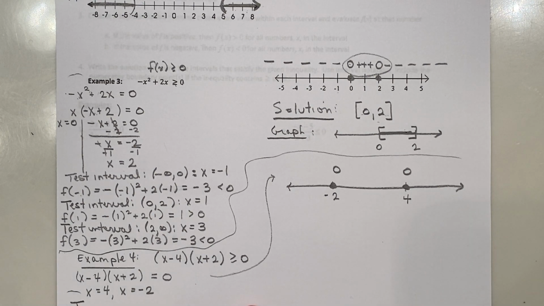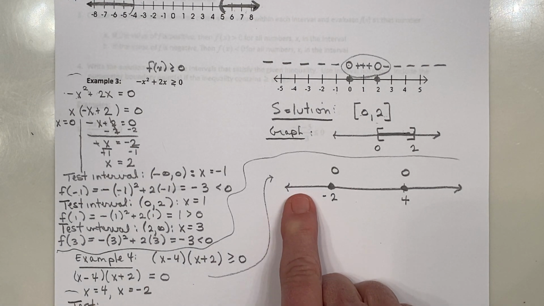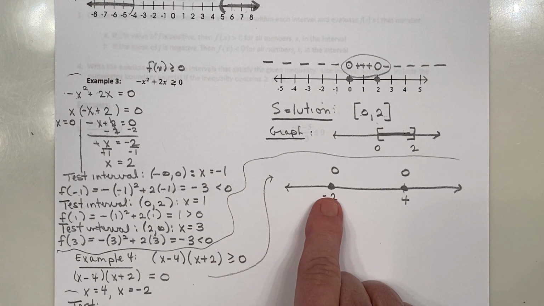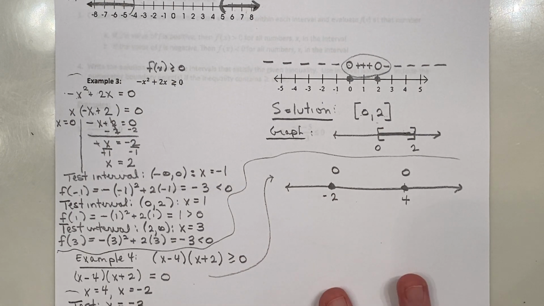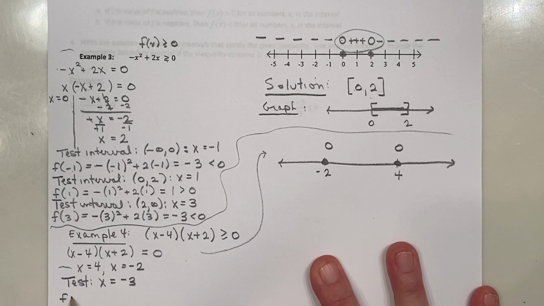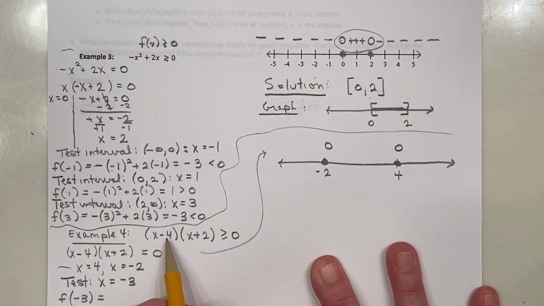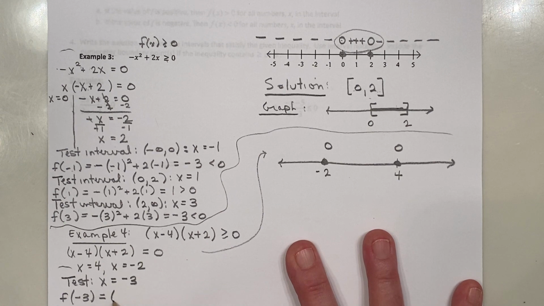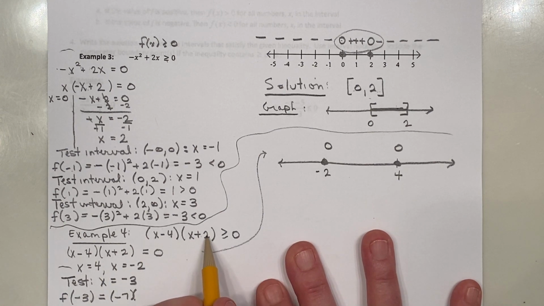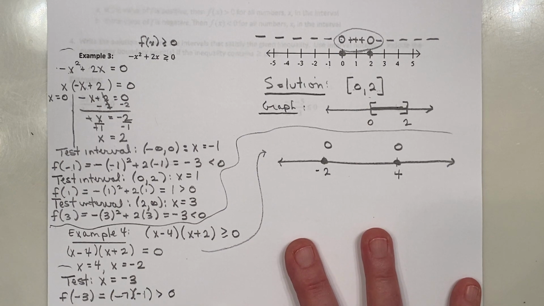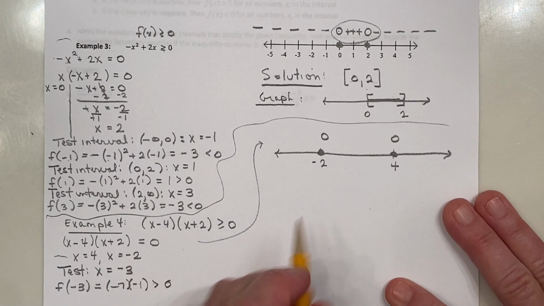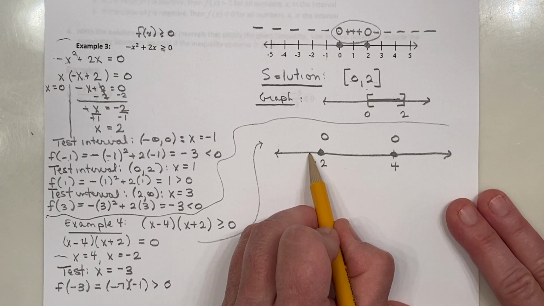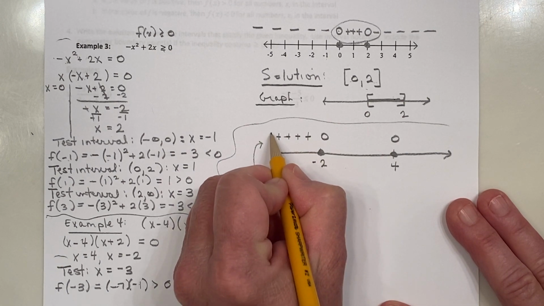All right, in this first interval from negative infinity to negative 2, I'm going to test x equals negative 3. So f of negative 3 equals, in the original problem, if I plug in negative 3 here and here, negative 3 minus 4 is negative 7, and negative 3 plus 2 is negative 1. When I multiply, that'll be a positive 7, and all I care about is whether the result is positive or negative. So x equals negative 3 comes from right here on the number line, and I get positive answers, so I'm going to document some plus signs.